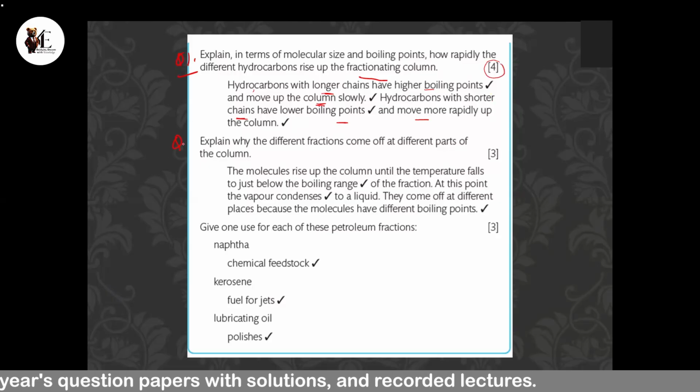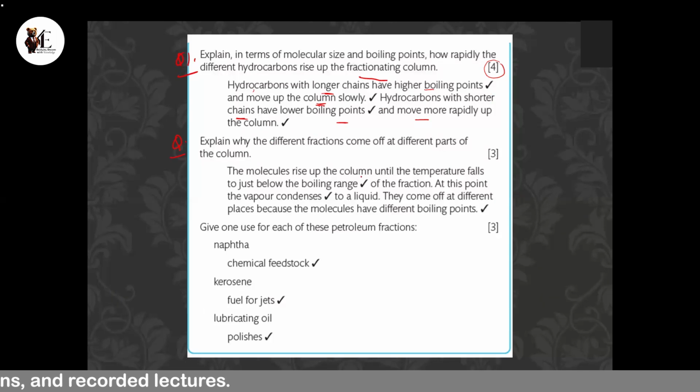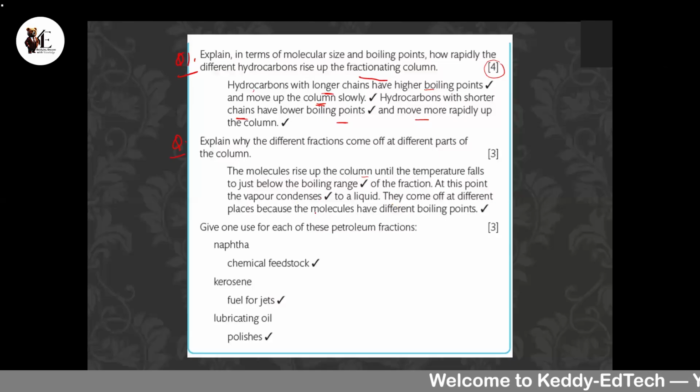Question number 2, explain why the different fractions come off at different parts of the column. Why? Because the molecules rise up the column until the temperature falls to just below the boiling range of the fraction. This is the principle of fractional distillation, right? So at this point, vapor condenses to a liquid. They come off at different places because they have different boiling points.